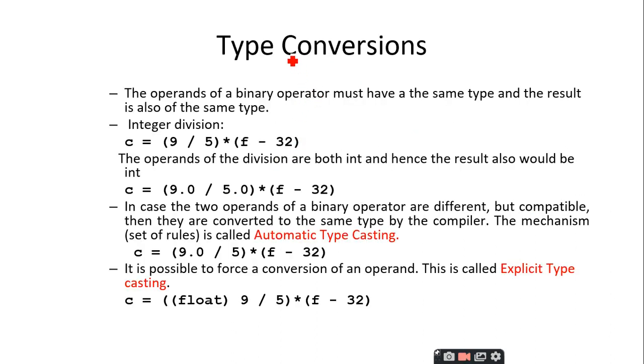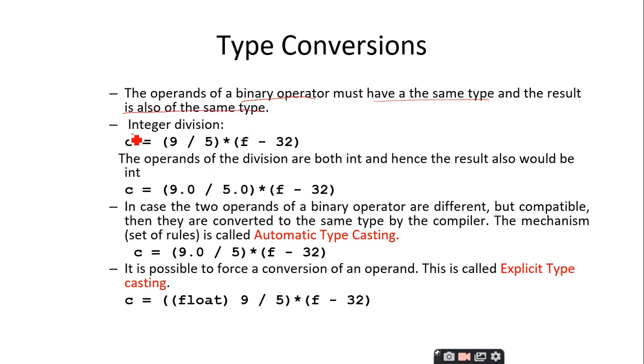Type conversion is a method used in the C programming language where you can convert one data type into another data type. That is the actual meaning, the actual definition of type conversion. Here the operands of a binary operator must have the same data type, and the result is also of the same data type. We will see with examples, right.